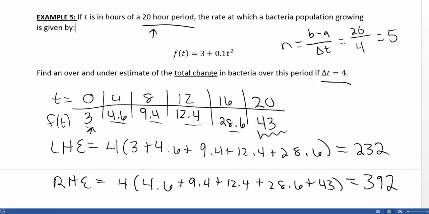So the difference in this problem, again, was that we had to set up our own table instead of having one provided to us. And we were able to do that by figuring out our values for t using the delta t and your interval, b minus a, and plugging them into the given rate to get the corresponding rate values.